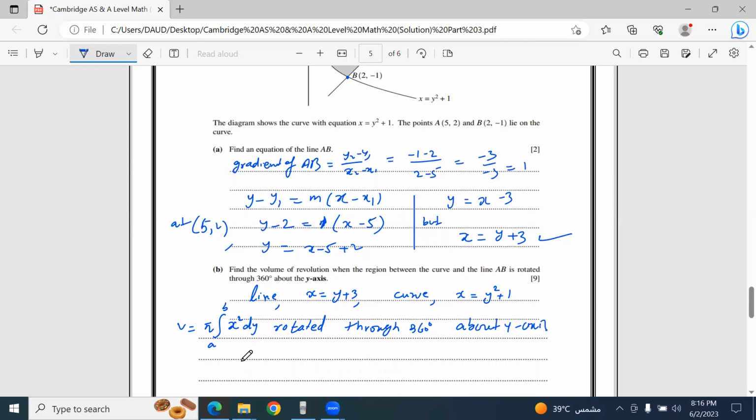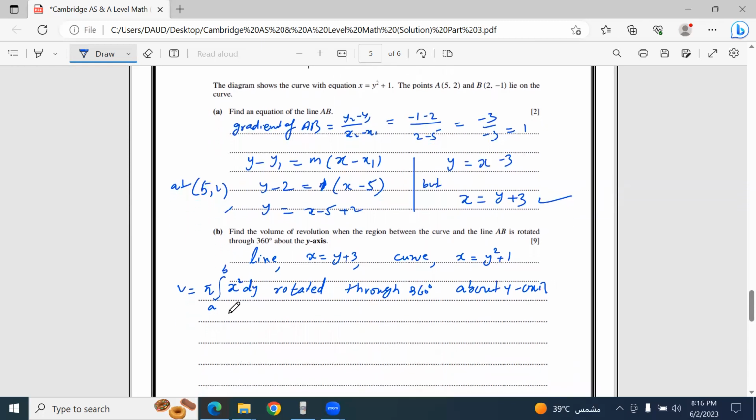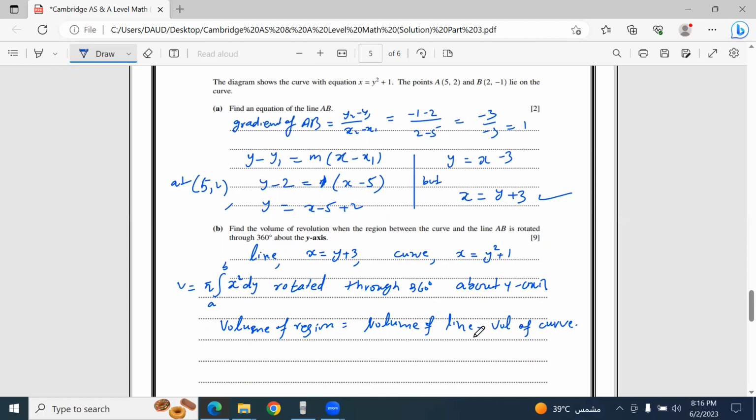So now the required formula of the region is what? Volume of the region is equal to volume of the line minus volume of the curve.